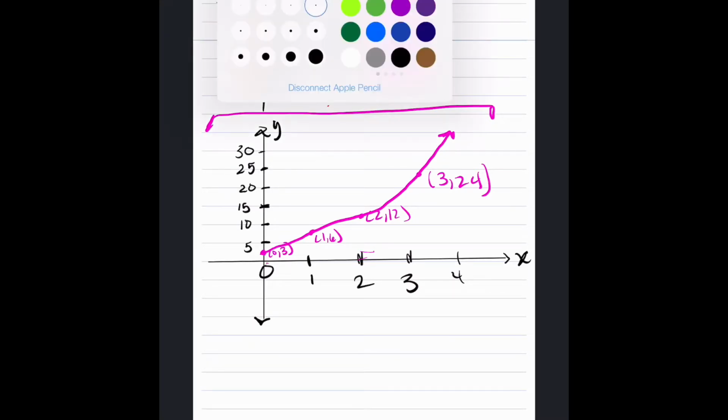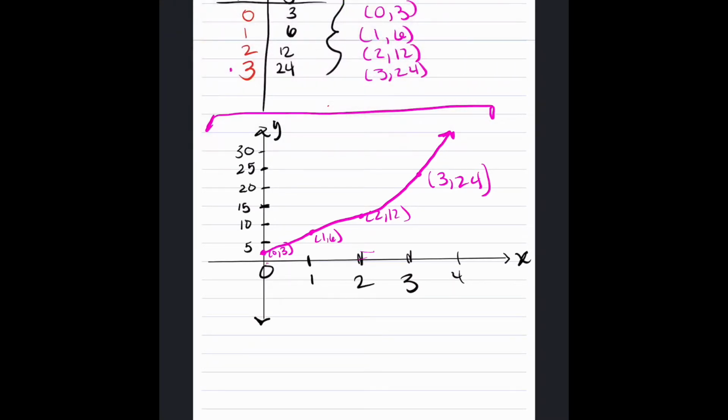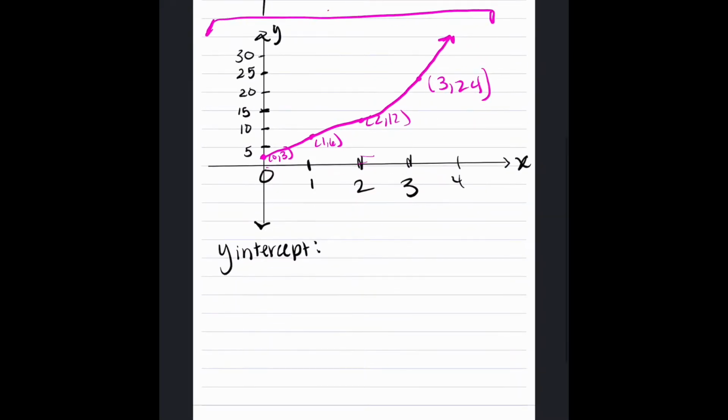The final step is to label your intercepts. My y-intercept is where my graph crosses the y-axis. If I'm looking at my y-axis here, my graph touches this y-axis right there at the point 0, 3. So my y-intercept is 0, 3. And remember, for your y-intercept, the x value is always 0, so that makes sense.